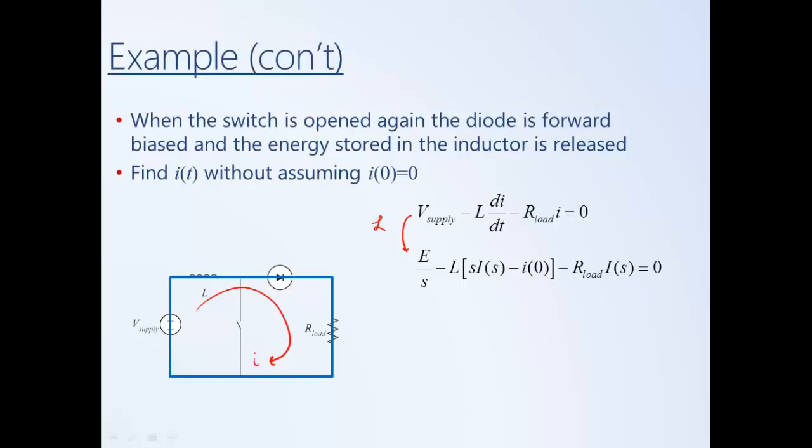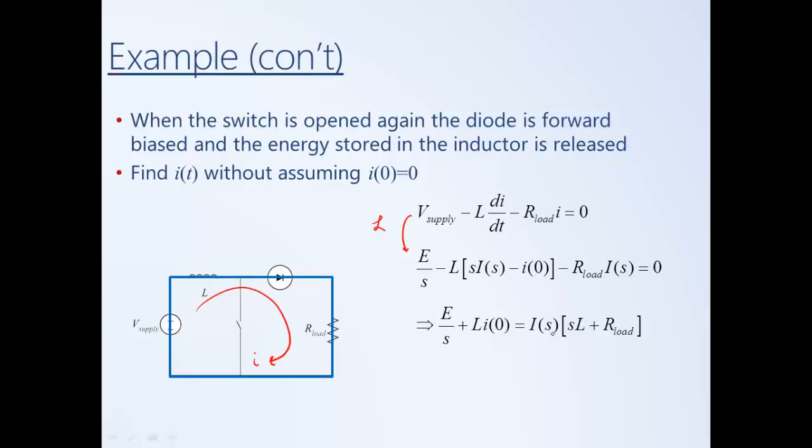Once we've taken the Laplace transform, the next step is to solve for I of s. So we've got two terms with I of s. We have this term, and we have this term. This negative sign will become positive if we add R load times I of s to the right hand side. If I distribute this negative L, I'll have negative L times s times I of s. That again becomes positive when I move it to the right hand side. You can then factor out an I of s from those two terms. So you're left with E over S on the left. You're left with L times I of 0, where the negative multiplying a negative becomes a positive.